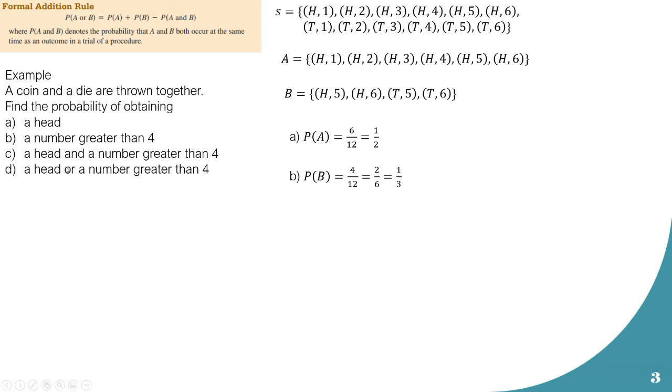So getting a head and a number greater than 4. Well, we want the intersection of these two sets. Later on we look at this in more detail, but for right now, let's just look at this. These are all cases where we get numbers greater than 4. These are all cases where we get head. So what's the intersection here? Well, head and 5, notice this belongs to both sets, and head and 6 belongs to both sets. Which means then that the probability of getting a head and a number greater than 4 is 2/12, which is equal to 1/6.